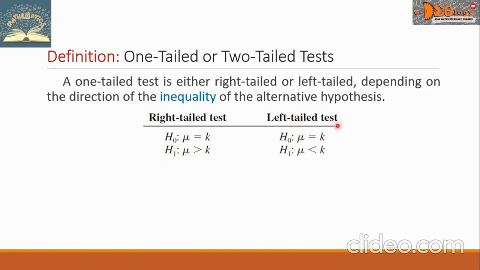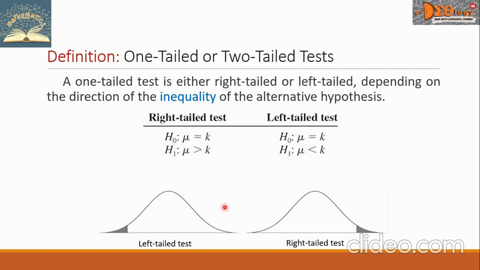While for the left-tailed test, the null hypothesis will give the same mu equals k, while the alternative hypothesis H sub 1 is given as mu is less than k. In figure, this is the left-tailed test. By the word itself, the left tail of the normal curve is being shaded, while in the right-tailed test, the right tail here is being shaded.